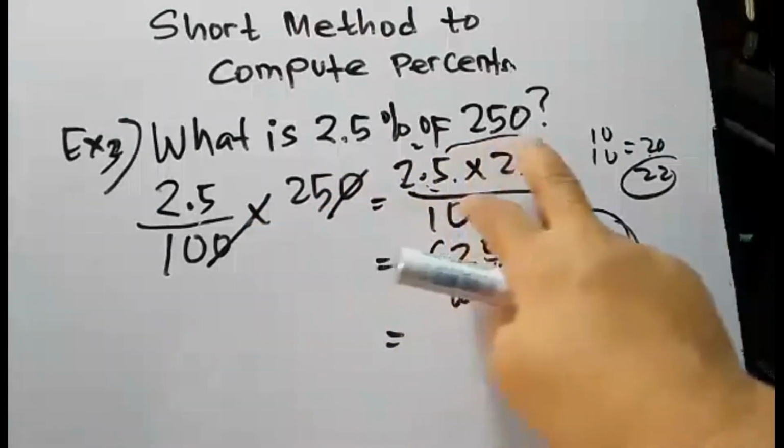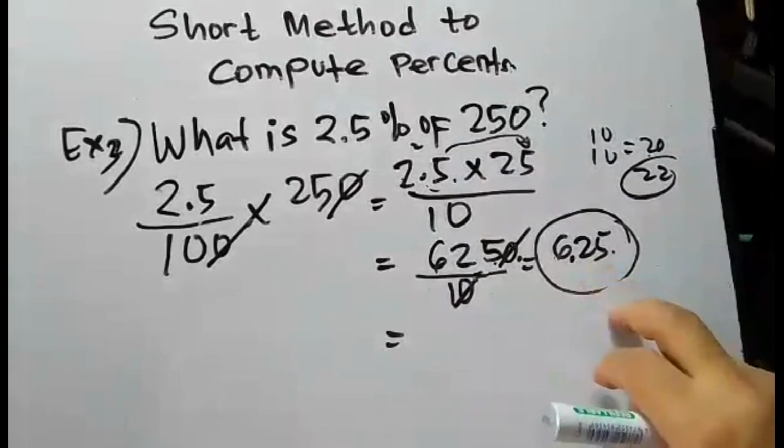What is 2.5% of 250? The answer is 6.25.